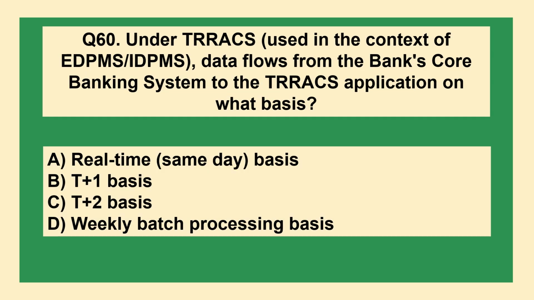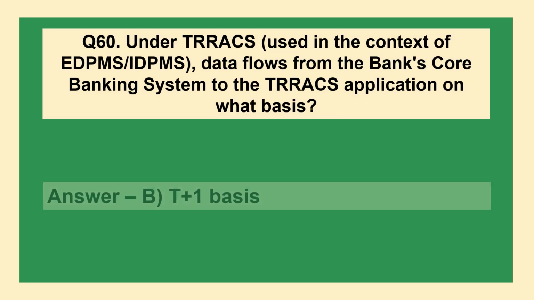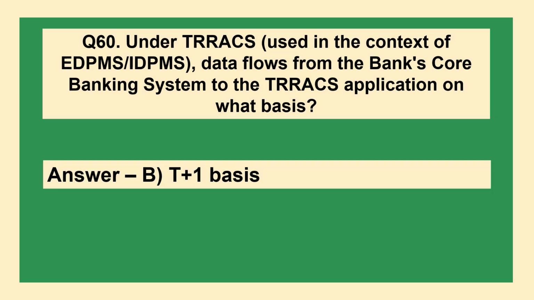Under TRRA ACS used in the context of EDPMS or IDPMS, data flows from the bank's core banking system to the TRRA ACS application on what basis? A. Real time, same day basis. B. T plus 1 basis. C. T plus 2 basis. D. Weekly batch processing basis. The answer is option B. T plus 1 basis.